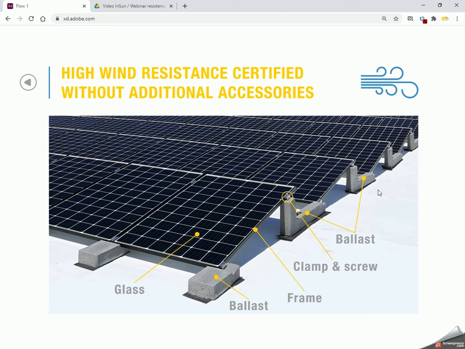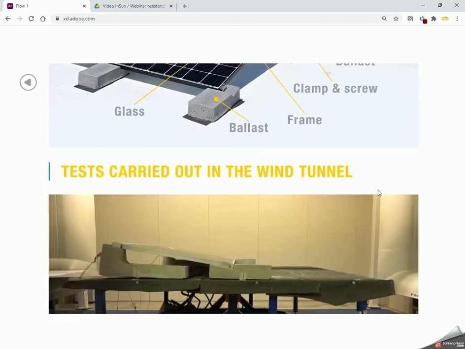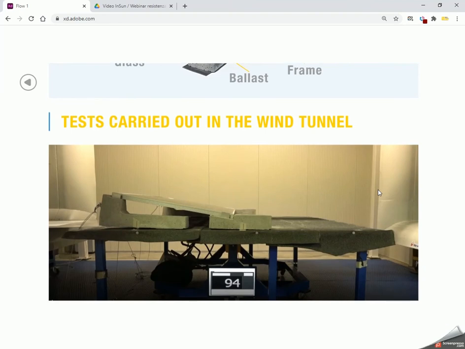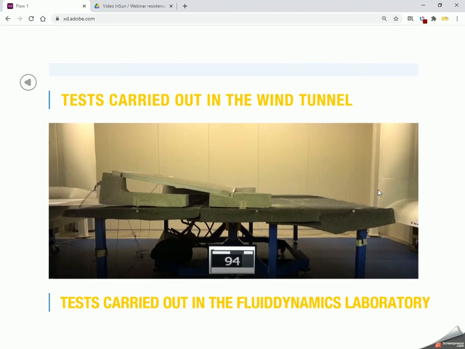So this is why Sun Ballast decided to invest in this test that I will show you shortly. Because very often there is some misunderstanding and the regulation doesn't provide precise direction. So many times there is the risk of undersizing or oversizing the elements and the structure.